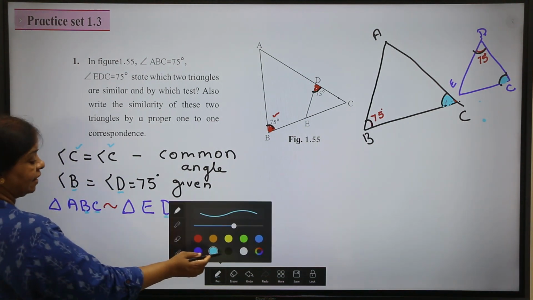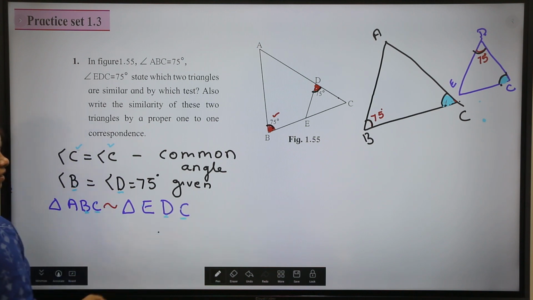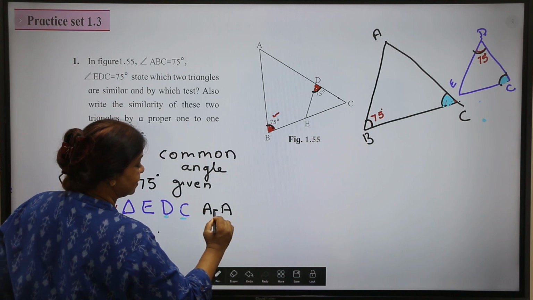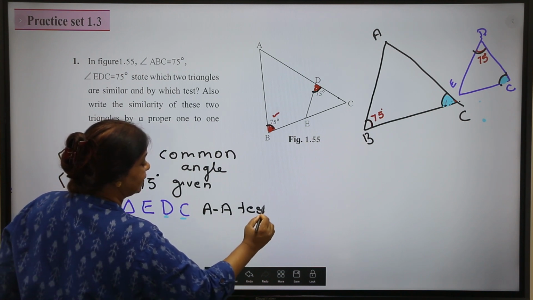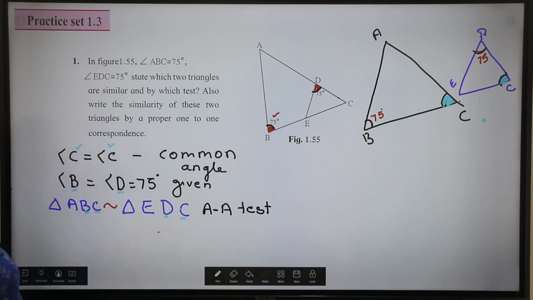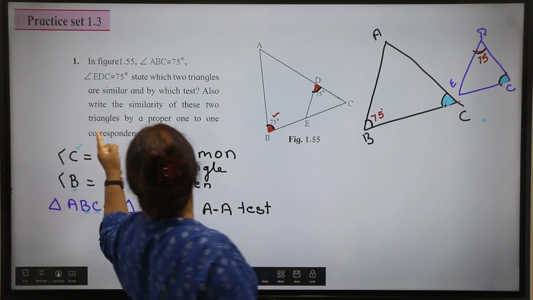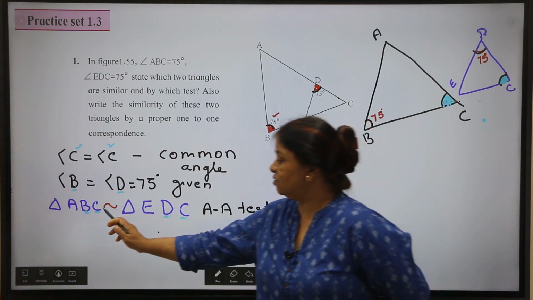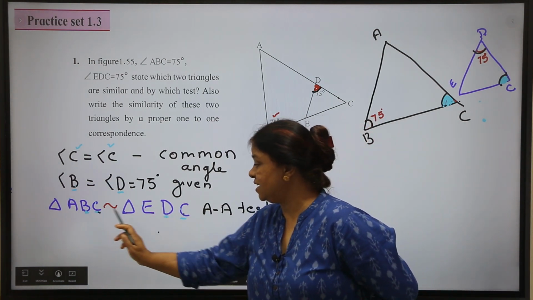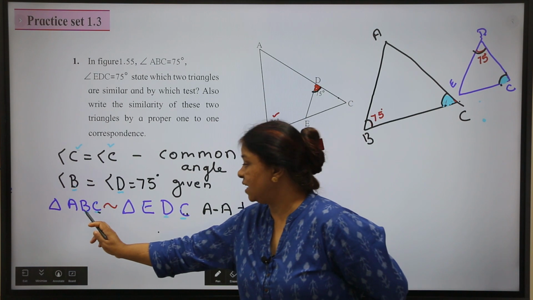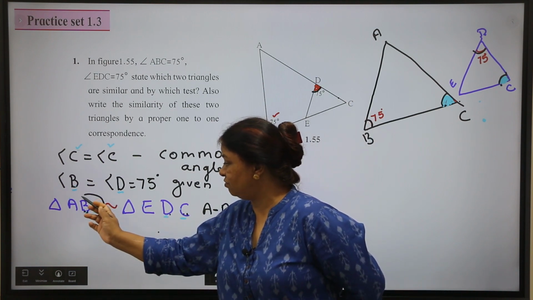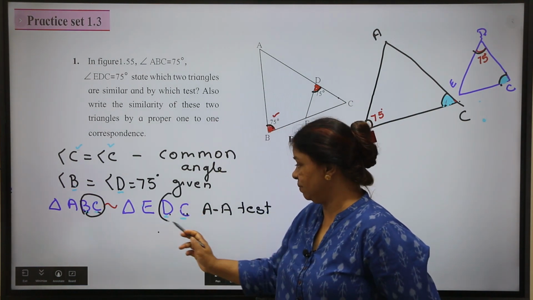While writing you have to take care, while writing this way only you should write angle test. By angle and angle test, these two triangles are similar. So write the similarity of these two triangles by a proper one-to-one correspondence. This is known as correspondence. Angle C is equal to angle C, angle B is equal to angle D, and only two angles are enough to prove any two triangle similar.